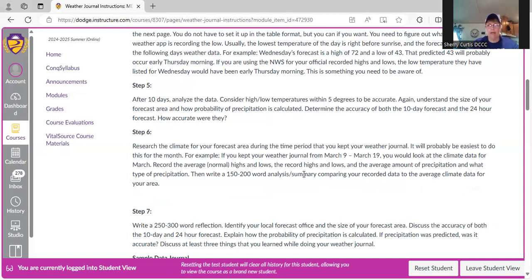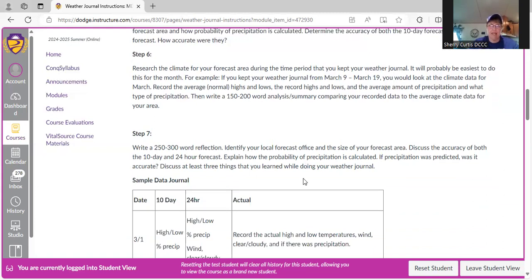For example, if you kept your weather journal from March 9th to March 19th, that's the climate data you would collect. If you kept your weather journal from July 1st to July 10th, that would be the information you need to collect. If you kept it from October 15th to October 25th, that would be where you would need to collect your data. Then you need to write a 150 to 200 word summary analysis of the accuracy of the climate, actually comparing the climate data to the actual weather data.